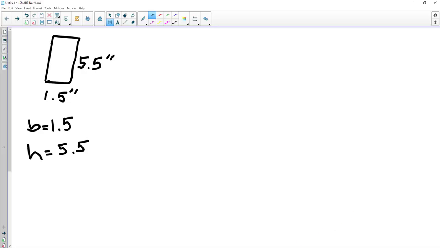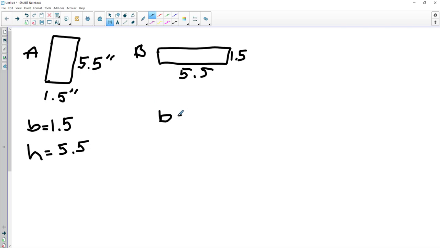So if I were drawing that one out, I could say, okay, so B, let's go back up, right? This would be A, and B would be like this. And that would be 5.5 inches and 1.5 inches. And here, the base of my board is 5.5, right? And the height is 1.5 when I look at it from the end, okay?